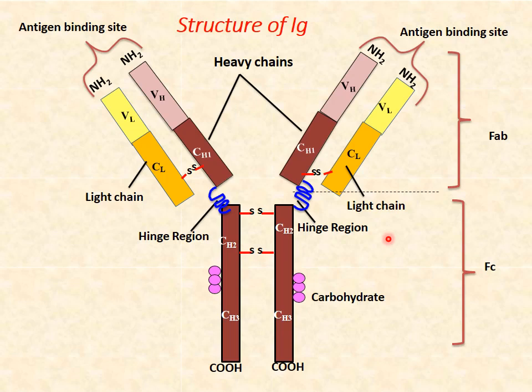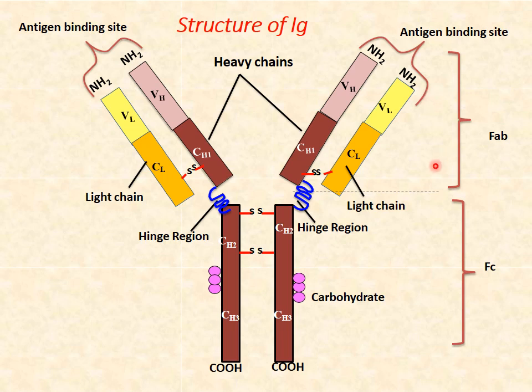There is also a hinge region. Hinge means joint, just like our body joints. The hinge region is present between CH1, that means constant region 1 of the heavy chain, and constant region 2 of the heavy chain. And there are also some carbohydrate molecules attached to the immunoglobulin. Most commonly they are attached in the region of CH2, but they can be present anywhere. That is why they are called glycoprotein molecules.